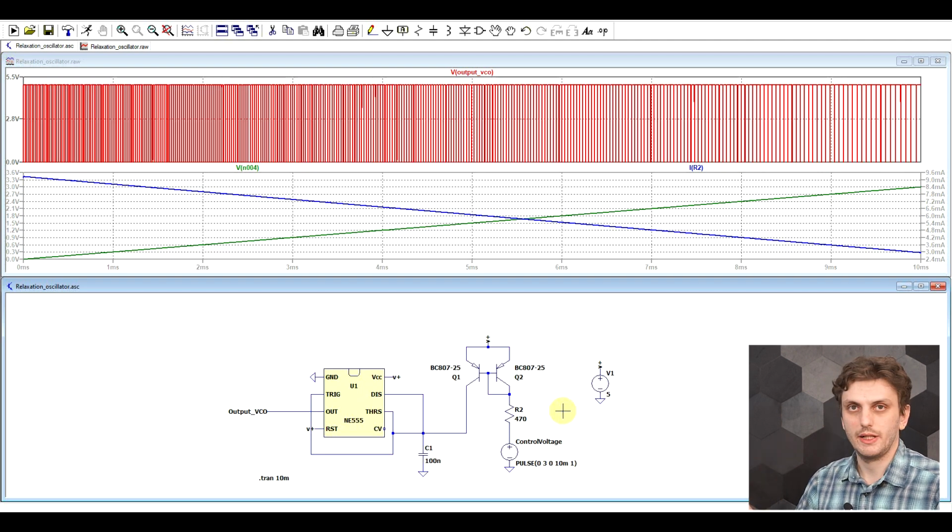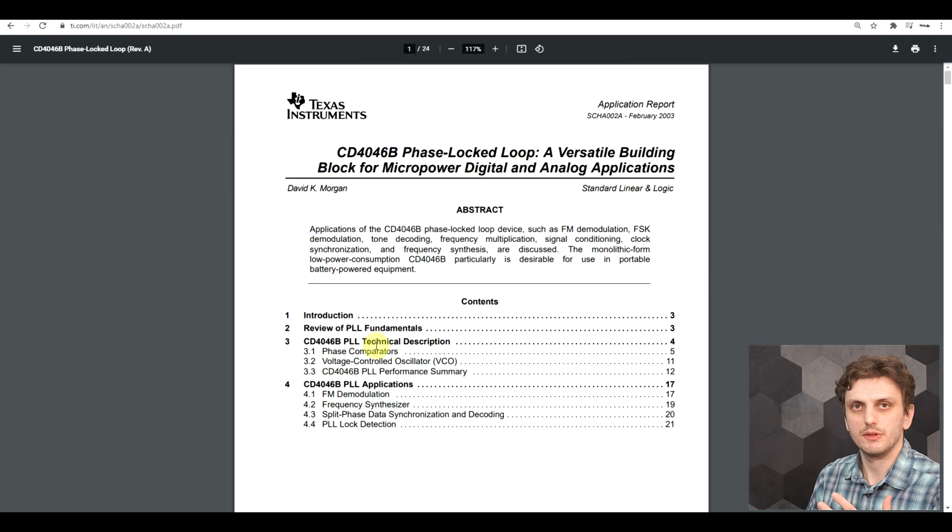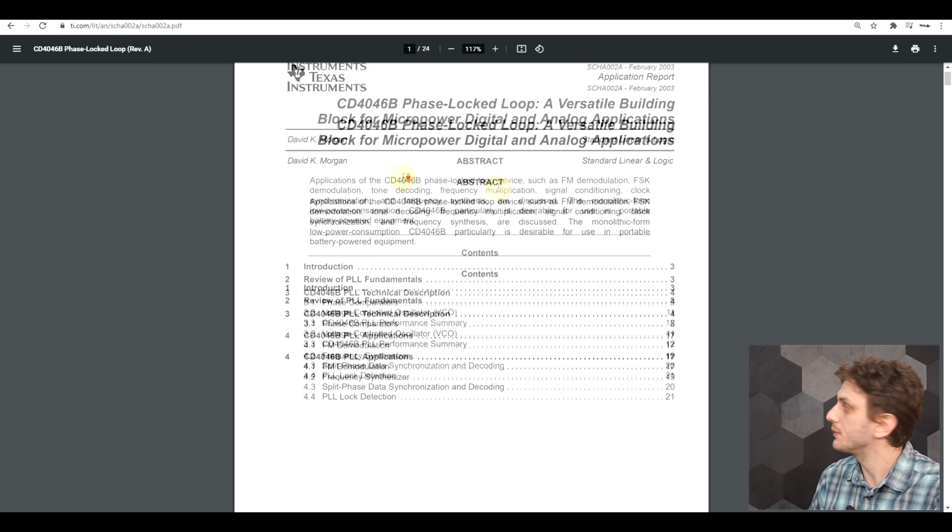Now, you can fix that by either adding a divide by 2 circuit at the end of it, or by replacing the whole thing with a slightly more complicated circuit. One example of this can be found in the CD4046's datasheet.